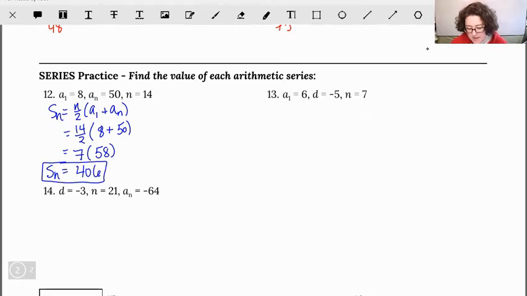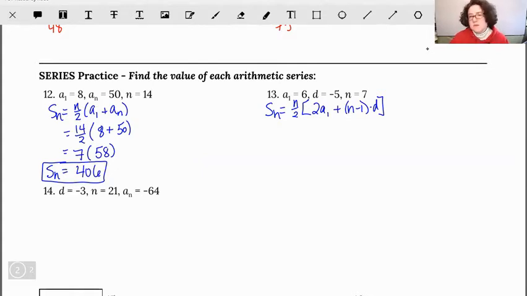Alrighty, number 13, they gave us a sub 1, they gave us d, and they gave us n. So for this, again, the formula we just used in number 12 probably wouldn't work too well for us, so let's use the other one. So S sub n equals n over 2. They start the same way, but now they get a little bit more complicated. So 2 times our first term, a sub 1, plus n minus 1 times d. So it kind of looks like the formula that we used for an individual term, but it has the extra n divided by 2 out in front, plus multiplying that first term times 2.